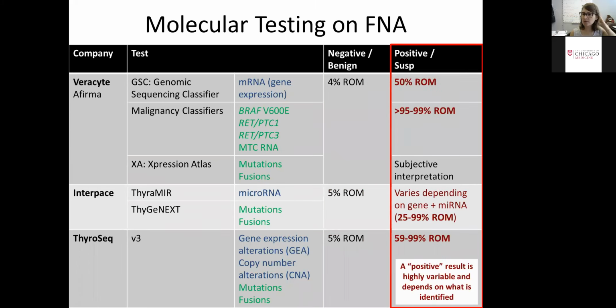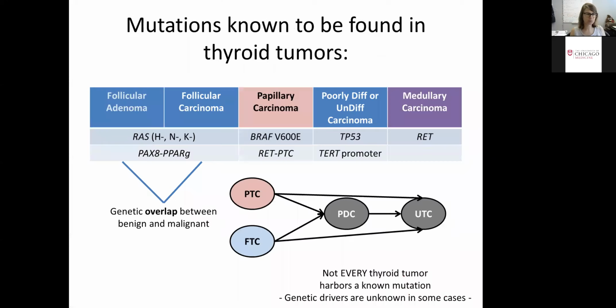However, a positive or a suspicious result is highly variable and depends on the nature of the mutation that is identified, ranging anywhere from 25 to 99% risk of malignancy, okay? So you really have to read what a positive result means. Or in the case I saw before, right, 95% risk of malignancy, what does that mean? Why? So look into it.